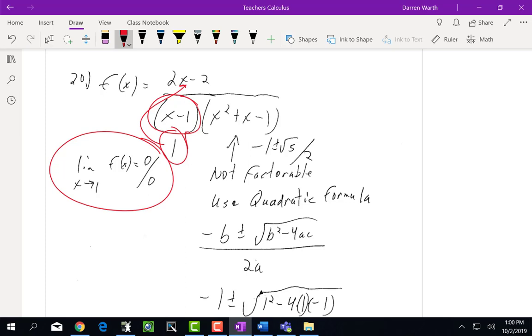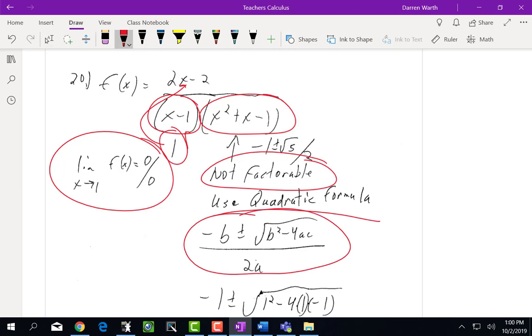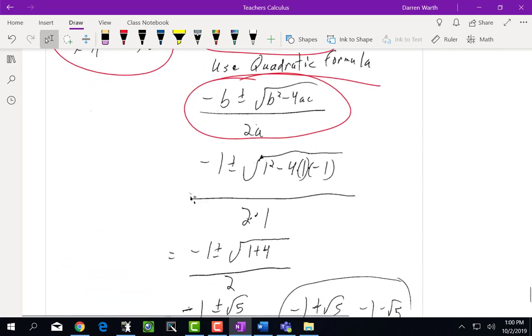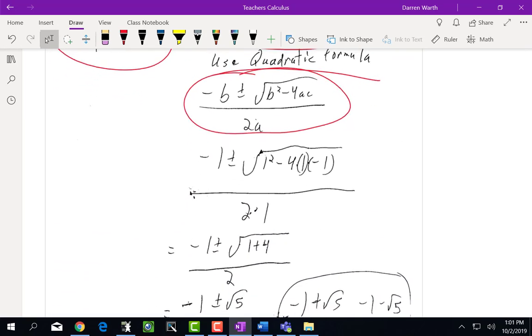So then I look at this other equation, x squared plus x minus 1. It's not factorable, so I can't factor. There's no factors of negative 1 that add up to be 1. So I got to use my quadratic formula. So don't forget your quadratic formula. We got negative b plus or minus the square root of b squared minus 4ac all over 2a. And I'm going to substitute in those numbers and solve it.